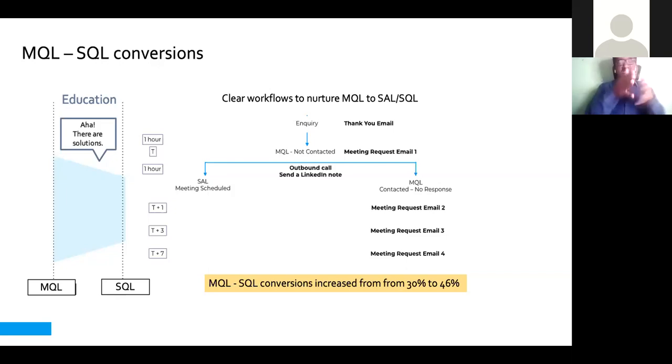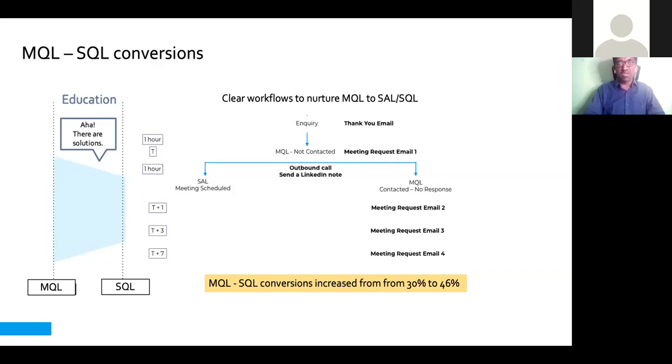And on the left hand side, I have this T+1, T+3, T+7. So these are the dates, right? Let's say somebody signs up on a Monday, which is day T. Then the next day, which is Tuesday, if they haven't given a time, you'll be sending the second meeting request email. And then T+3, which is, let's say, Thursday, you would be sending another follow-up mail saying, hey, I'm trying to follow up with you.